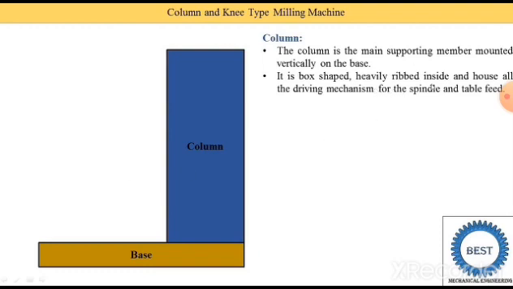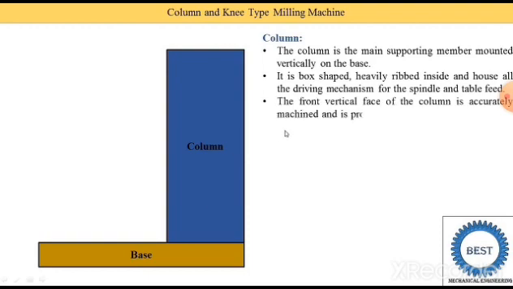What is the meaning of heavily ribbed inside? It is a hollow component, and inside this hollow, various supports are provided. These are known as ribs. It houses all the driving mechanisms, spindles and table feed. Inside this column we provide driving mechanisms like a motor for running the arbor, and another motor is provided for the table feed. So different mechanisms are provided inside this column.